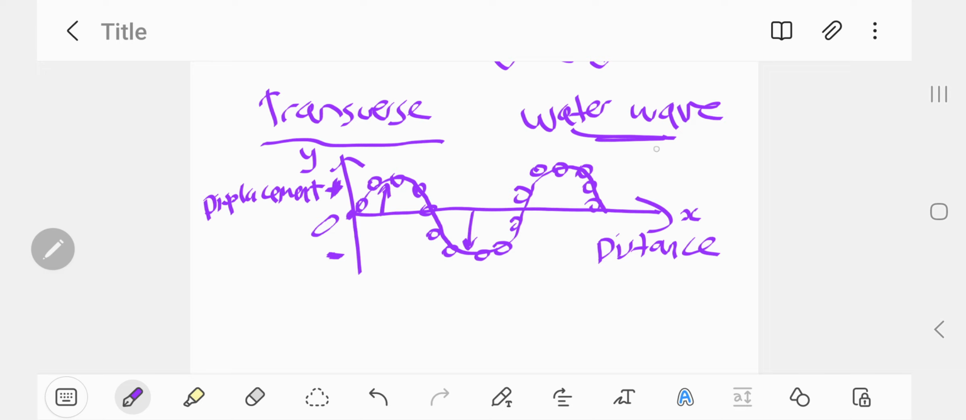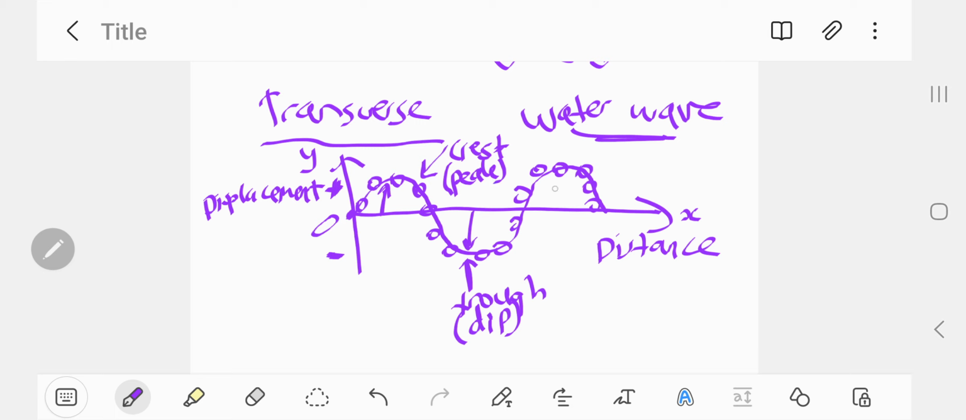So let's label this wave. In physics terms, the peak of a wave is called the crest. It's the highest point on a wave. And the lowest point on the wave, the valley, if you wish, is called the trough, also known as a dip or a valley. Crest is the peak.